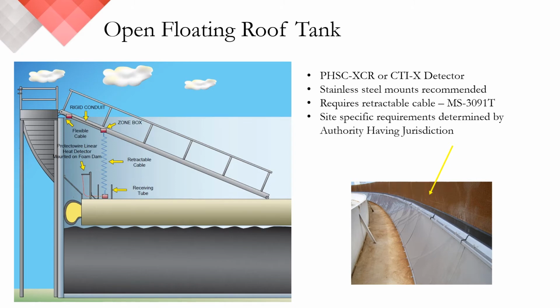Okay, so now we are looking at a nice side cut of an open air floating roof tank. You can see the ladder that floats up and down with the contents of the tank. The Protectowire linear heat is typically mounted in the foam dam. There is a retractable cable that we offer that would come from the first zone box down to the second zone box, and running in a Class B configuration, which I will show you on the next slide.